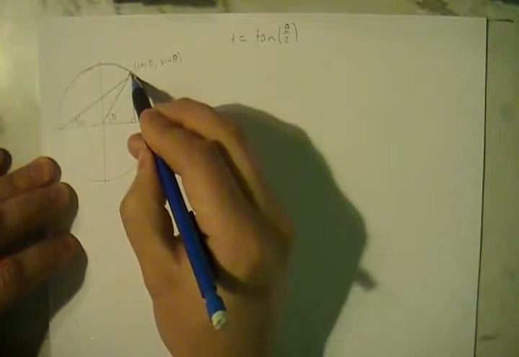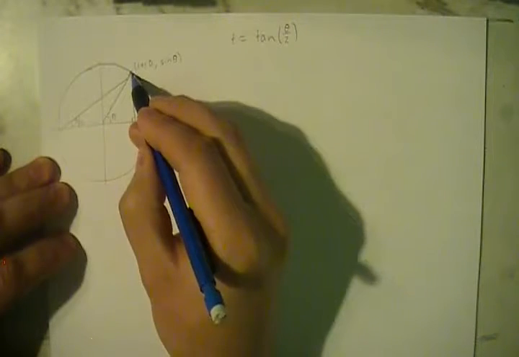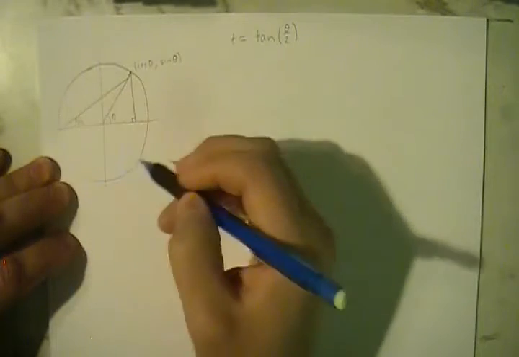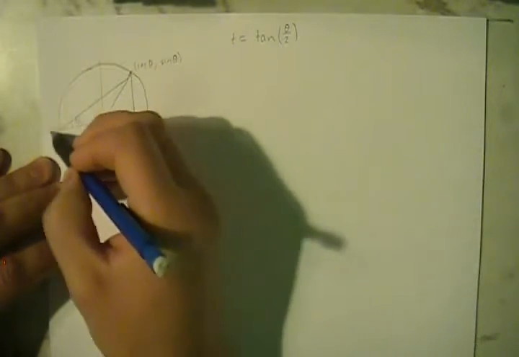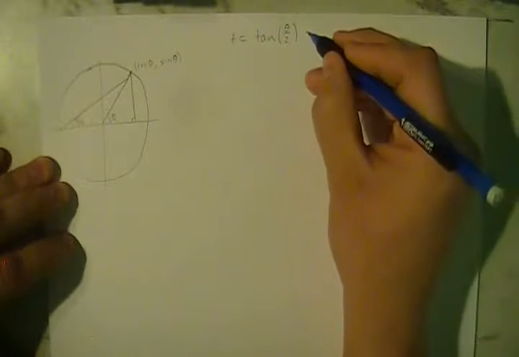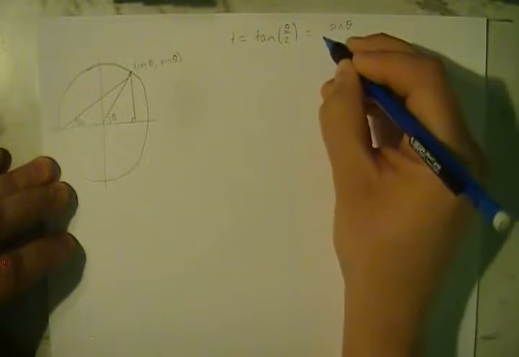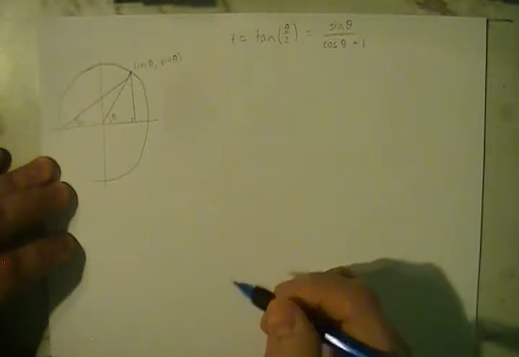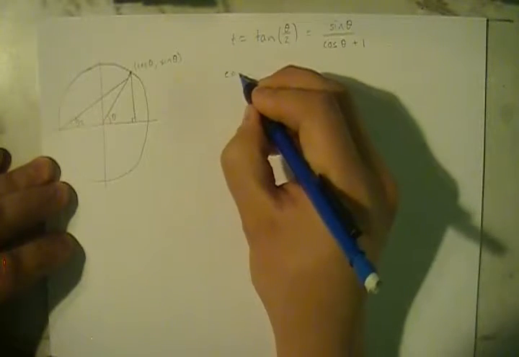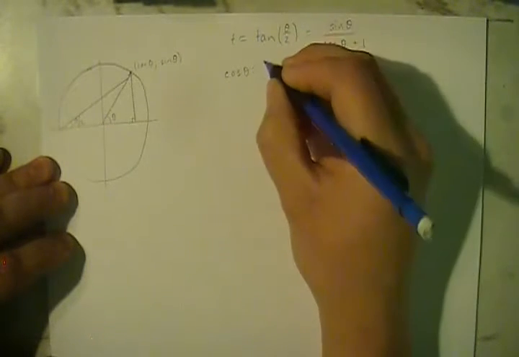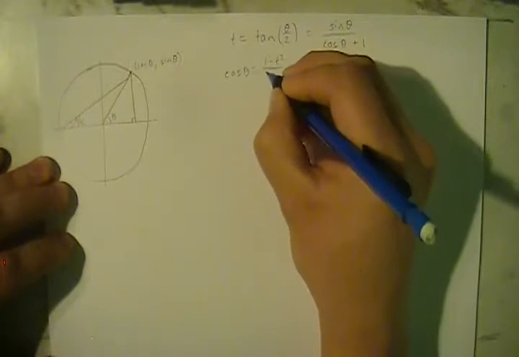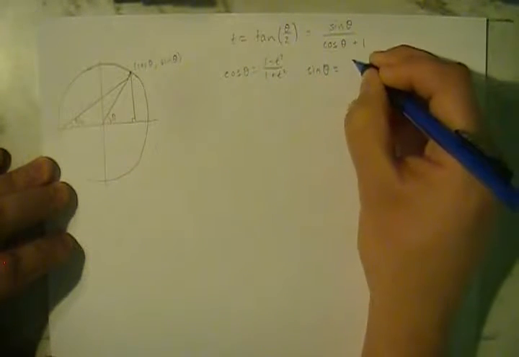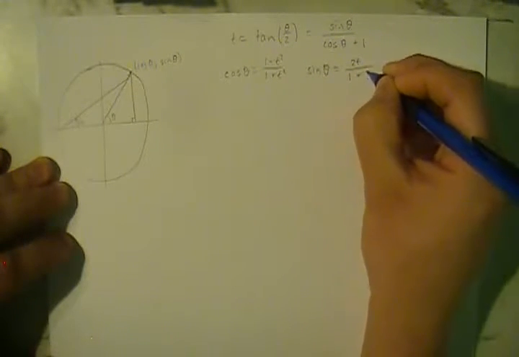In other words, the slope of that line was the height divided by the change in x, or the change in y divided by the change in x, or sine of theta divided by cosine theta plus 1. I'll go ahead and write that again: sine theta divided by cosine theta plus 1. And I'll write what sine and cosine are as well. We know cosine theta, the parametric equation, was 1 minus t squared divided by 1 plus t squared. And similarly for sine, it was 2t divided by 1 plus t squared.